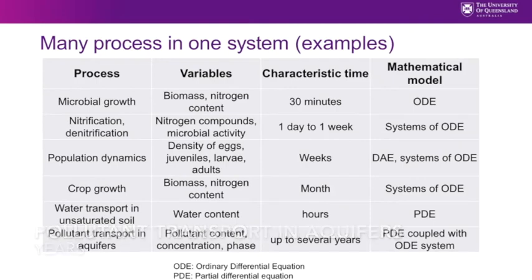So for every process, we have key variables. In the case of microbial growth, we have biomass and nitrogen content, but we can also have a substrate that is the food for the microbes, or another variable can be oxygen if the process requires oxygen. We can have variables for the nitrification and denitrification processes that occur in natural environments, but also in controlled environments such as wastewater treatment plants, where the variables that we are tracking are nitrogen compounds, but also the microbial activity, because the microbes are the ones driving these nitrification and denitrification processes.